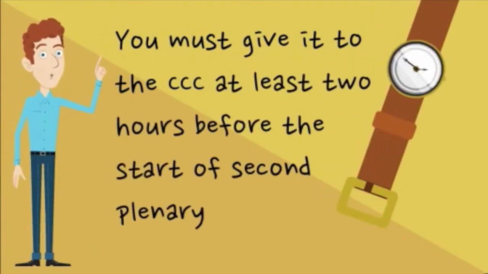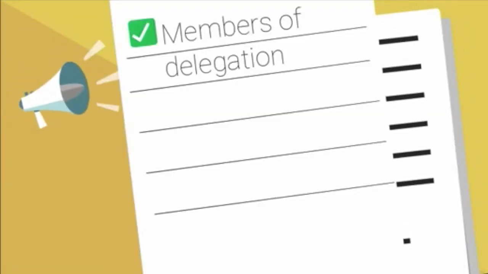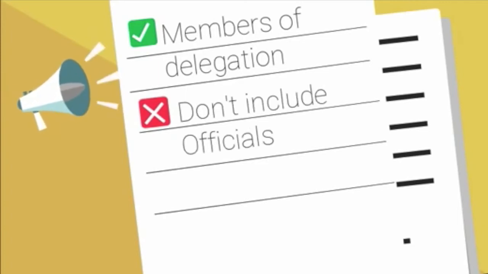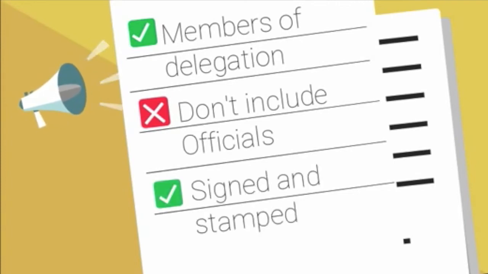In the Credential Form, you need to include all the members of your delegation and their positions. This ensures your delegation can have speaking rights during the plenaries. You should not include IFMSA officials that are part of your delegation unless they're applying for another position, in which case they will need to speak on their own behalf, and therefore they will need to be on the Credential Form. Also, don't forget to sign and stamp your Credential Form.